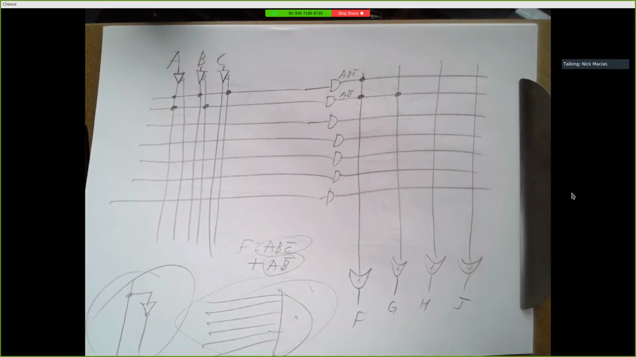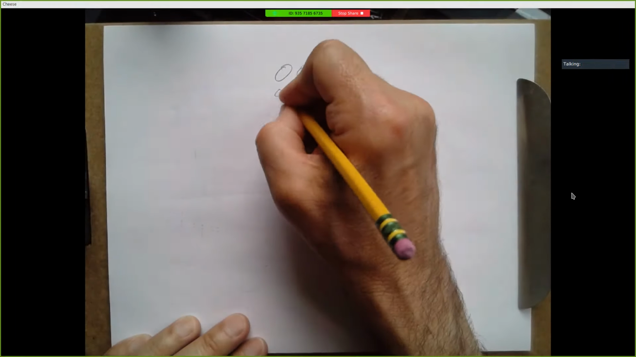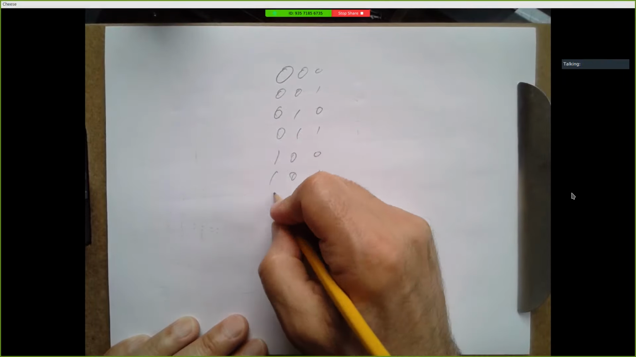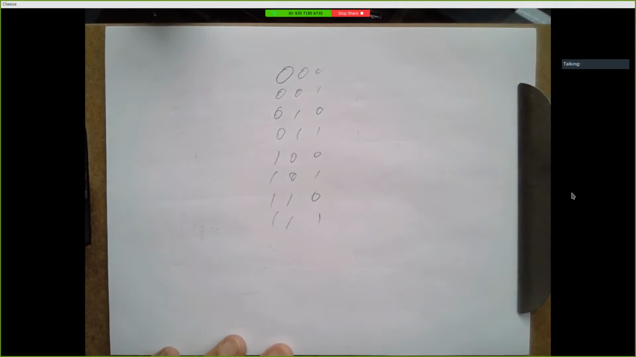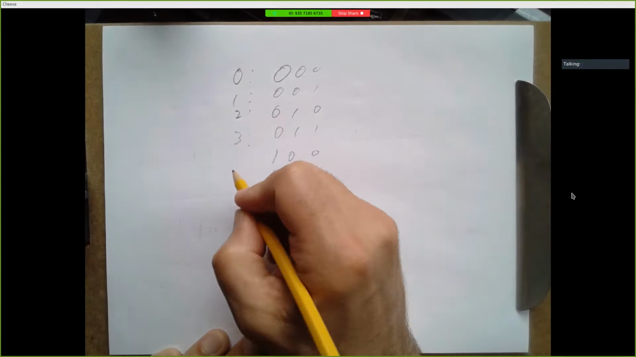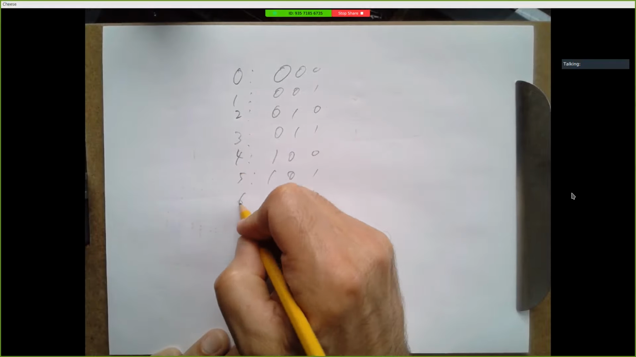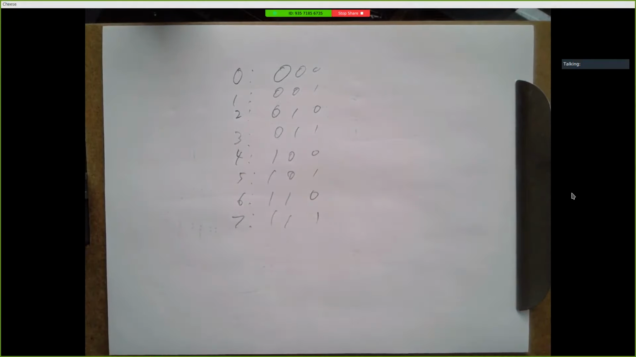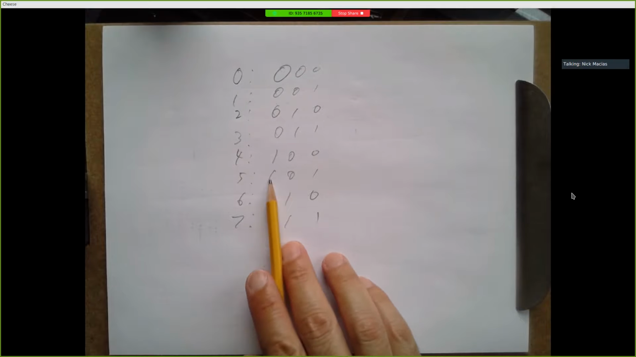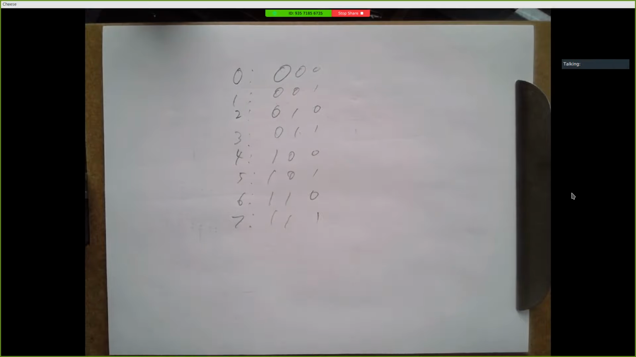All right, question about gray code. So how do we count in binary? Usually like this. Because if we convert each of these to a weighted sum, we get 0, 1, 2, 3, 4, 5, 6, 7. This is 6 because it's 2 plus 4. This is 1 plus 4. This is 1 plus 2, and so on.